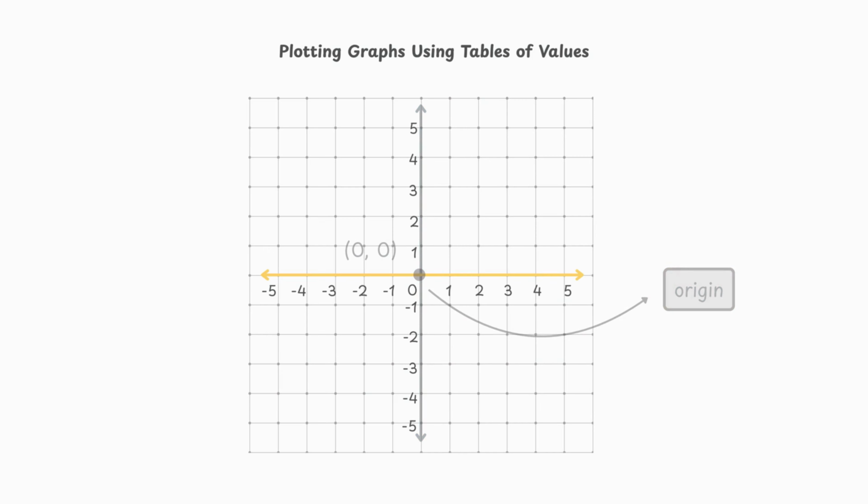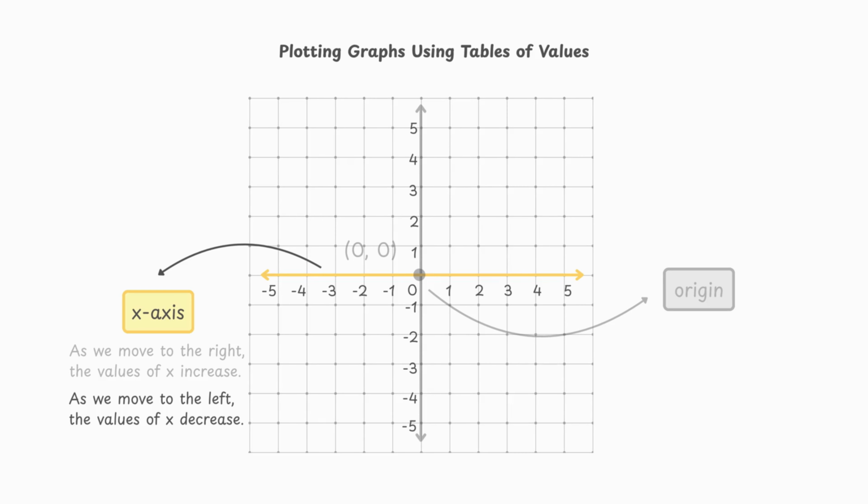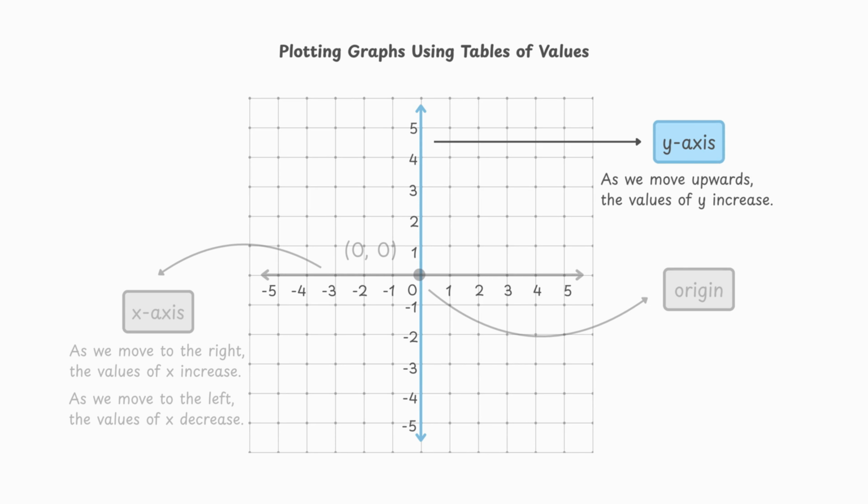Now, look at the horizontal line going across the grid. This is called the x-axis. The x-axis shows the values of x. As we move to the right, the values of x increase. As we move to the left, the values of x decrease. Now look at the vertical line going up and down. This is called the y-axis. The y-axis shows the values of y. As we move upwards, the values of y increase. As we move downwards, the values of y decrease.